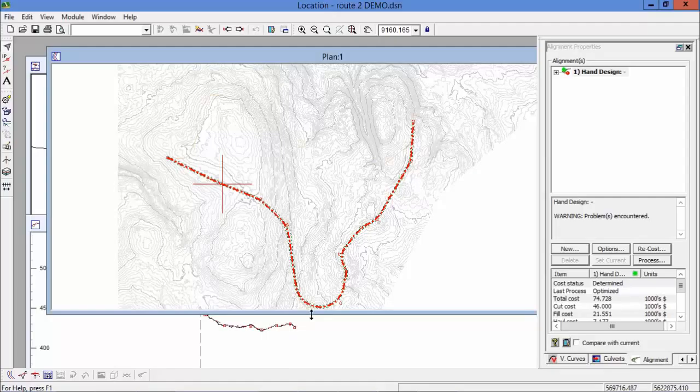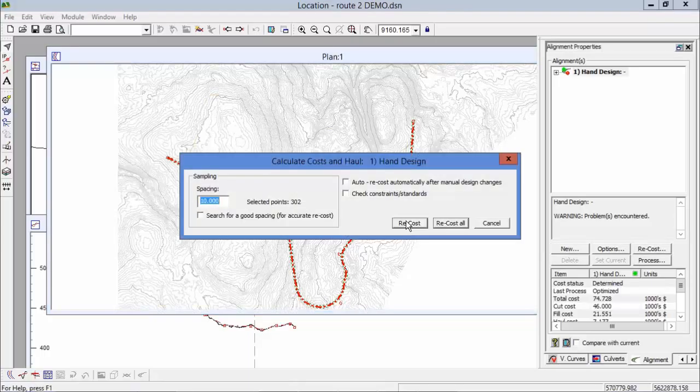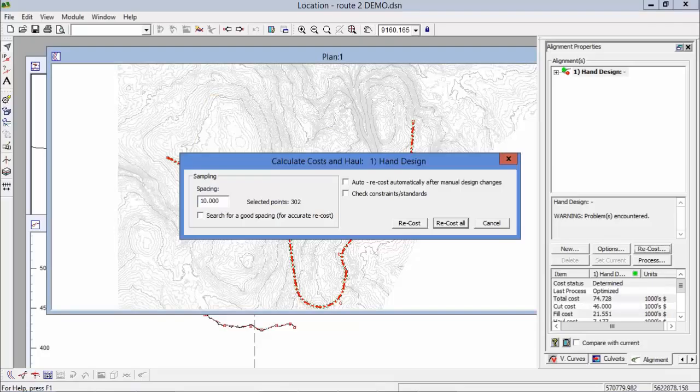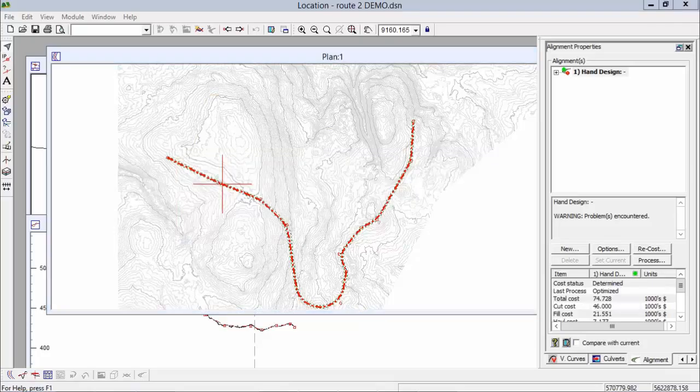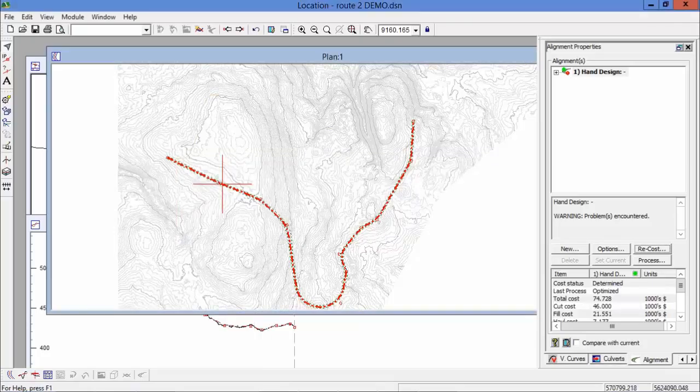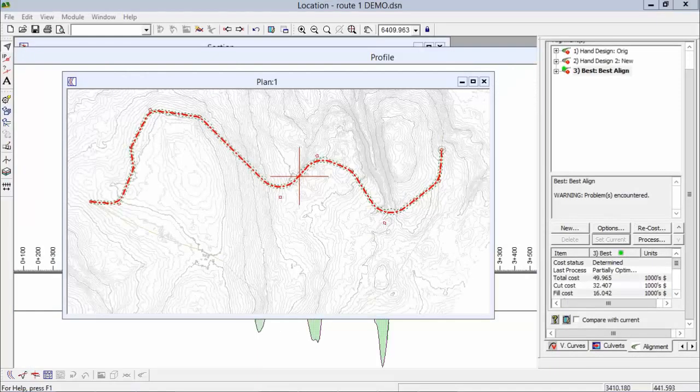And again, the question is, what is the best one? The best one is the one that will be essentially the cheapest. And again, you can generate the cost, which I did here. So I got $74,000 for that road. I'm just going to move that over for a second, and I'll come back to the original one. I'm going to open it again so we can see what the cost is.